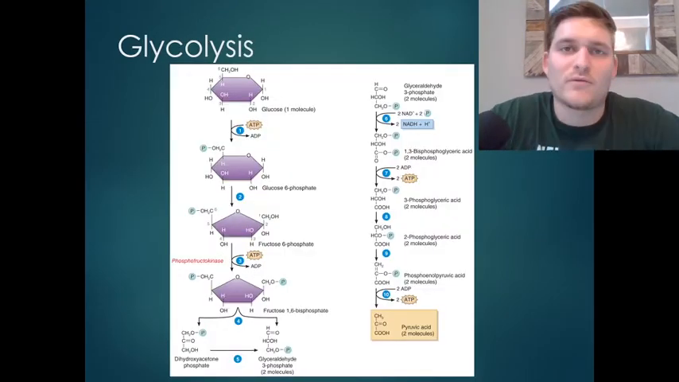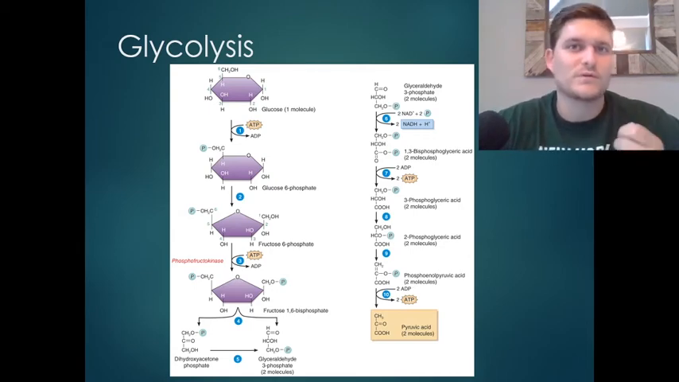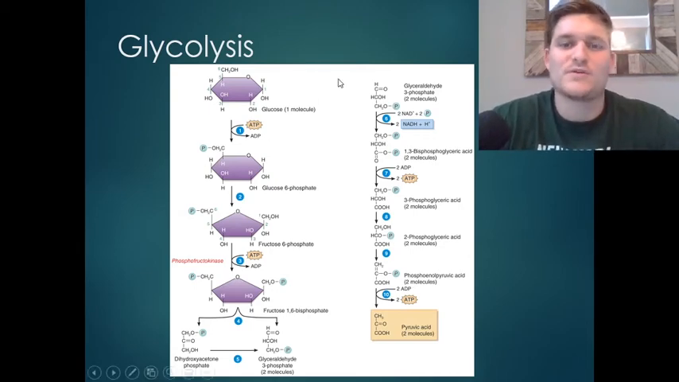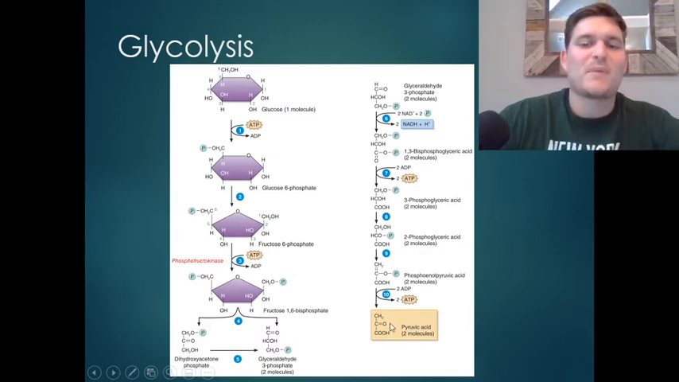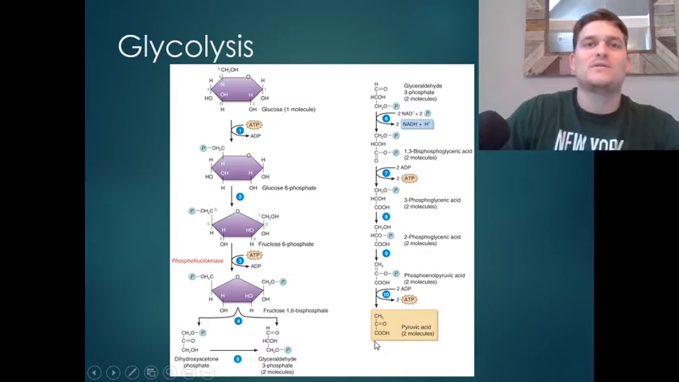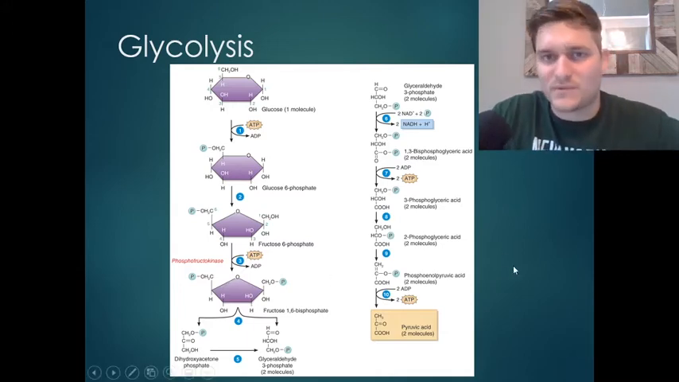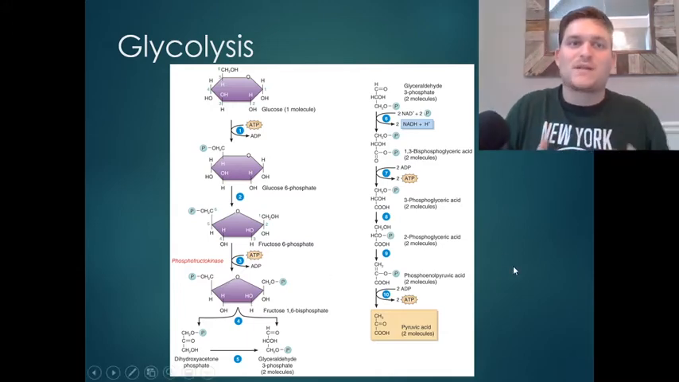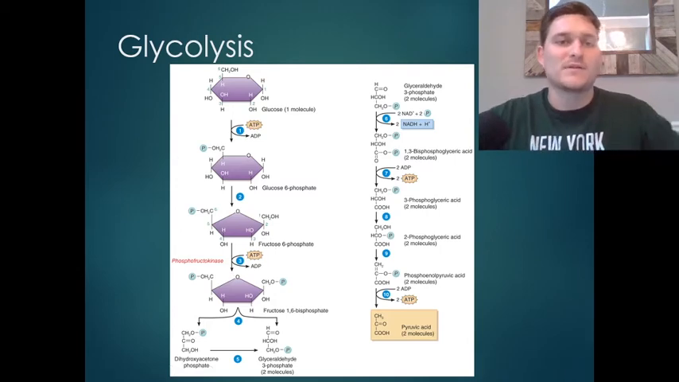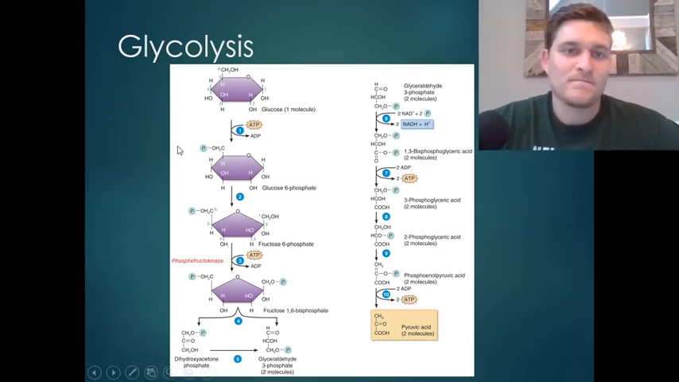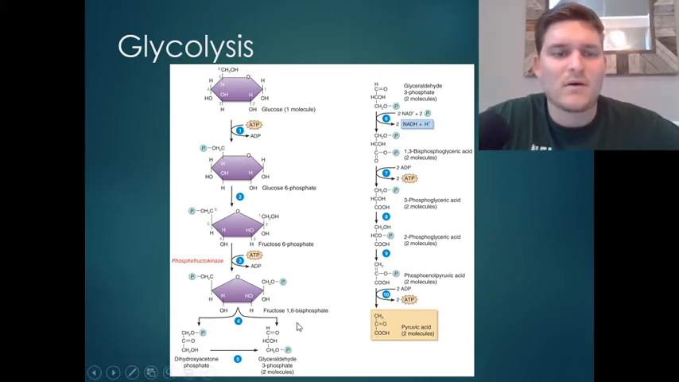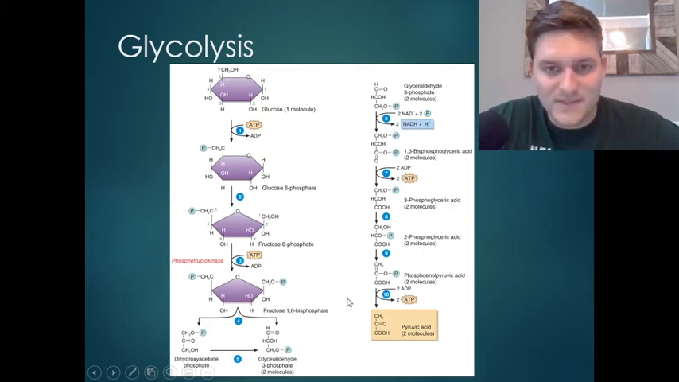Glycolysis is anaerobic metabolism, meaning that you do not need oxygen in order to break down glucose to pyruvic acid, but then pyruvic acid can be used in aerobic metabolism when we convert it to acetyl-CoA. But first, let's go through just the breakdown of one molecule of glucose into pyruvic acid. And so here you can see that there are 10 different steps to convert glucose to pyruvic acid.